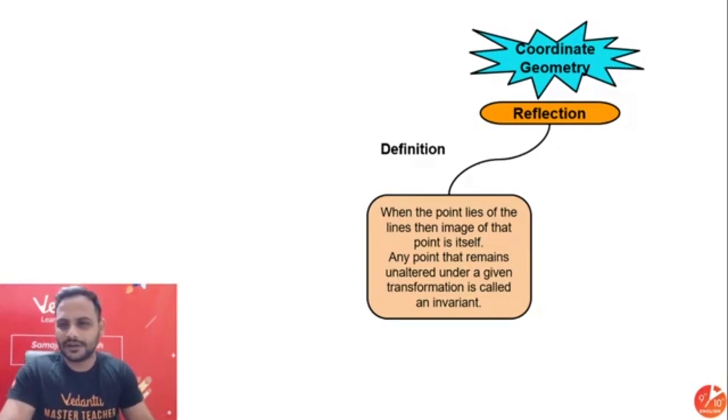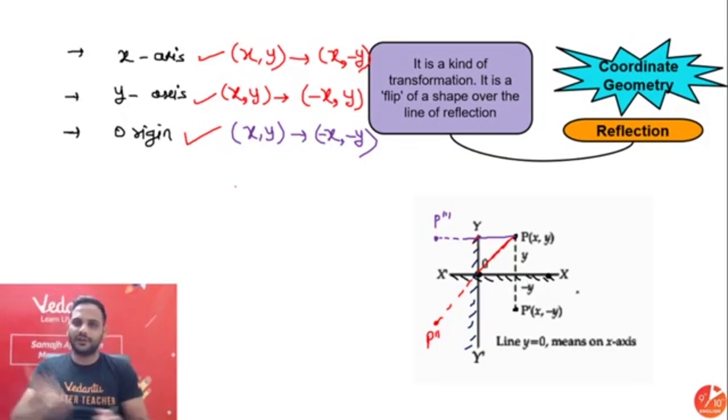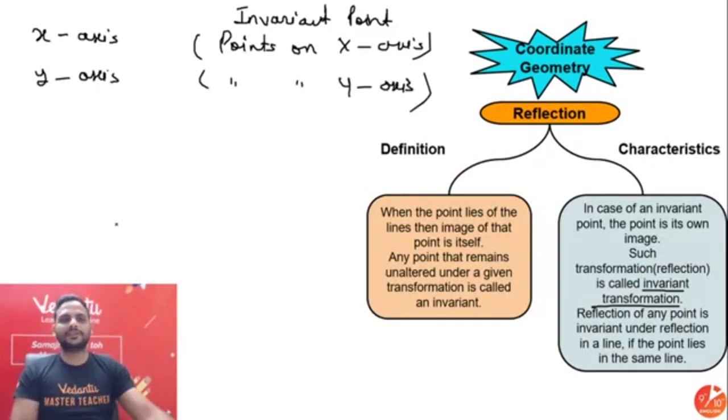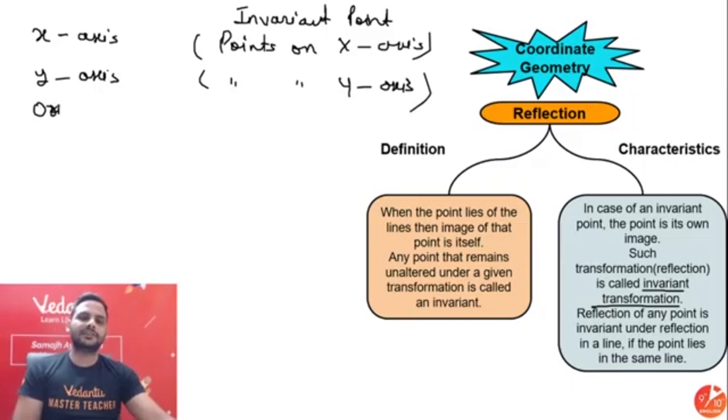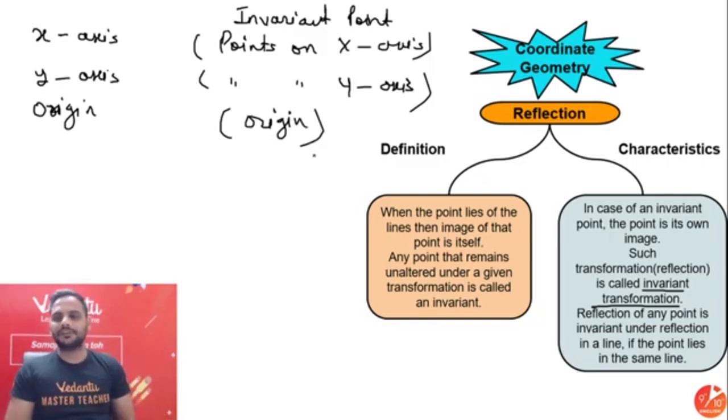Obviously, use your brain here. If I keep a point on x-axis and I ask you to find the reflection of this point along x-axis, it is the same point only, right? Similarly for reflection under y-axis, all points on y-axis are invariant, and if I do the reflection along origin, origin is the invariant point, only one point.